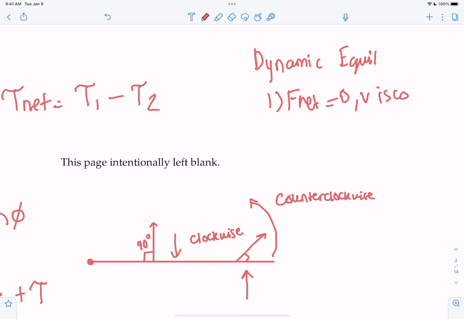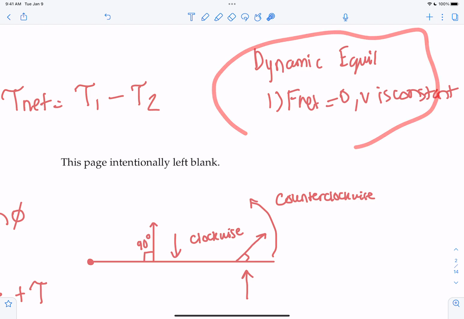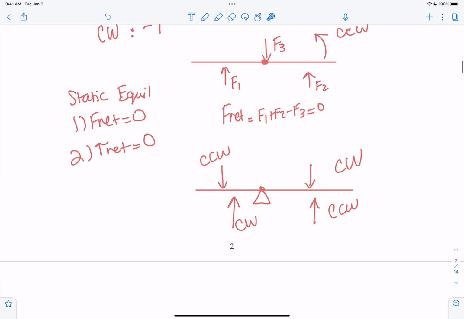V is constant. It's not constant 0 meters per second. It might be constant 30 meters per second, to where you're observing 0 acceleration, zero net force, but you're still in motion. That's why they call it dynamic. So that's what I think about for dynamic equilibrium. But like I said, for torque, you're going to be focused on static equilibrium, which is just that the object is stationary, and these two conditions have to be met.